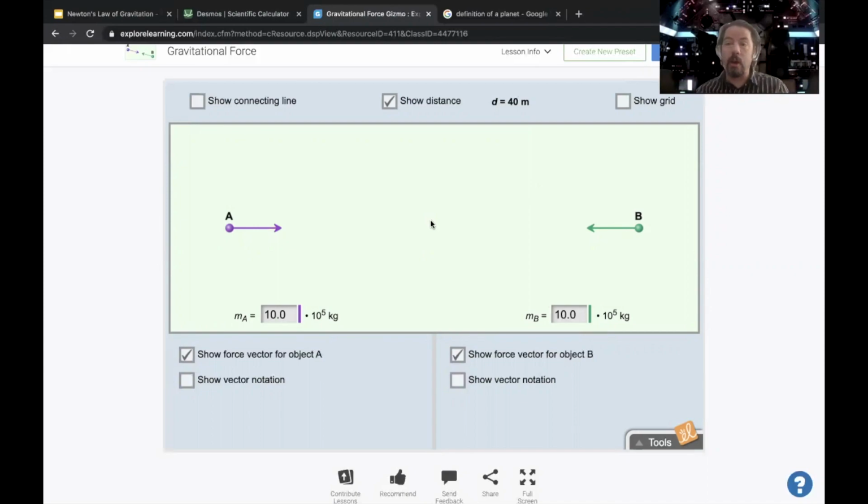So gravity is always an attractive force. Always, always, always. It's always pulling things together, because if it didn't do that, we would never stick to the Earth. And we can show vector notation, and the only reason I want you to see this is it actually shows you the magnitude of the force. The magnitude of the force on A is 0.0417, and the magnitude of the force on B is 0.0417. So the force is the same force between the two objects.